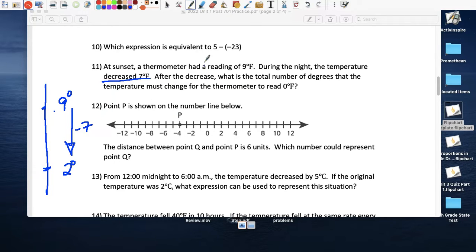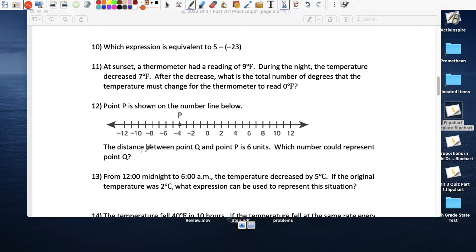That's not the question though. The question says, after the decrease, what temperature must change for the thermometer to reach 0? So if you're at 2 and you want to go to 0, what needs to happen? Well, you need to go down by what? 2 degrees, right? So from 2, how many do you have to go to 0? You have to go down 2.